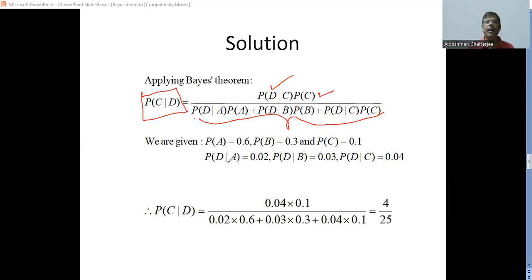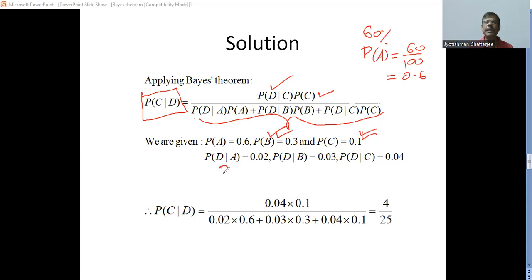Now let's see what all these terms are numerically. What is probability of A? We are given that machine X produces 60% of the products. That means probability of A is equal to 60 by 100, that is equal to 0.6. Similarly, probability of B is equal to 0.3, and probability of C is equal to 0.1 because machine Z produces 10% of the items.